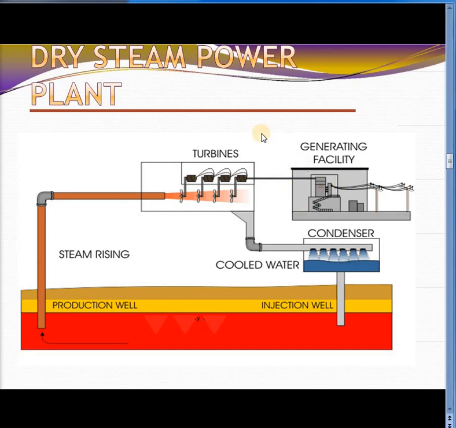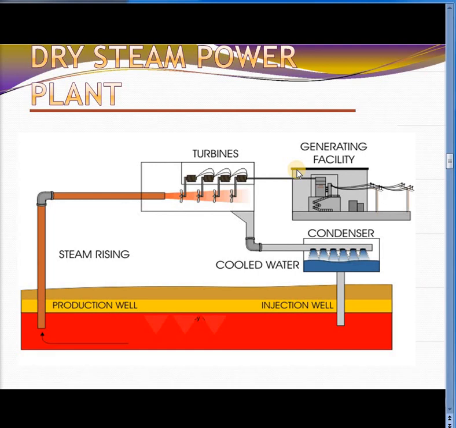And we need generators connected to the turbine so that the turbine's mechanical energy is converted into electrical energy. And outside this, we need a condenser which will cool down the steam to water, and this condenser will be used to cool down this hot water into cold water and again send it to the injection well. Okay, so these are the components of any of your geothermal power plant.